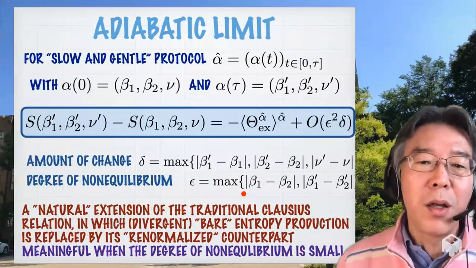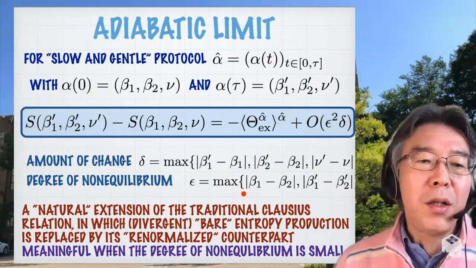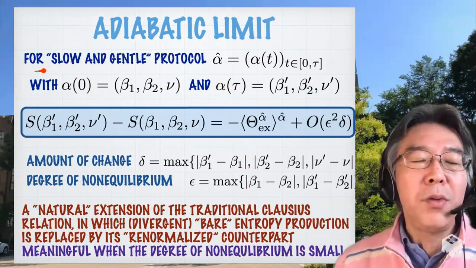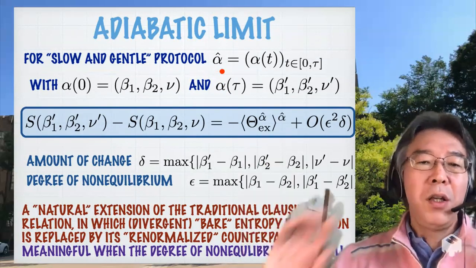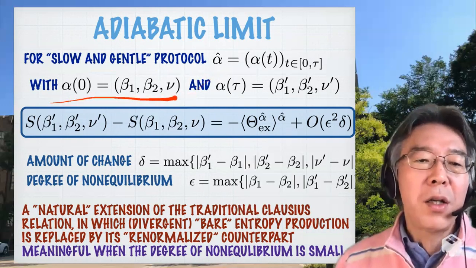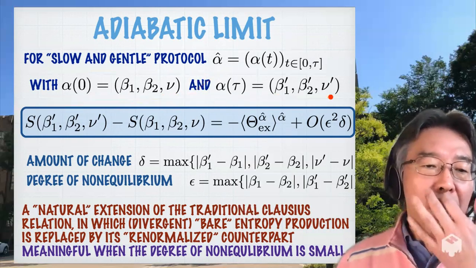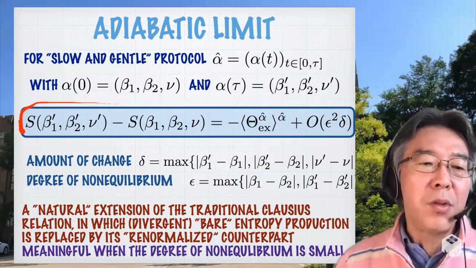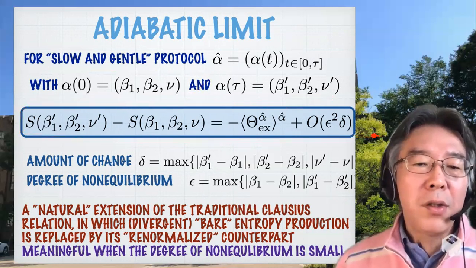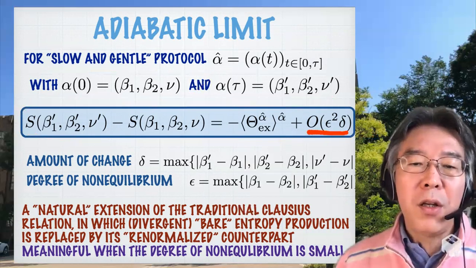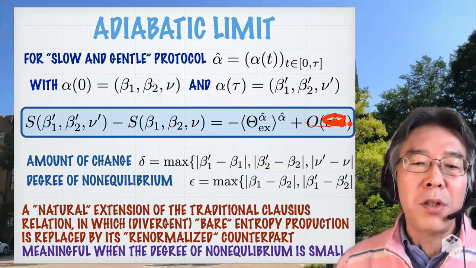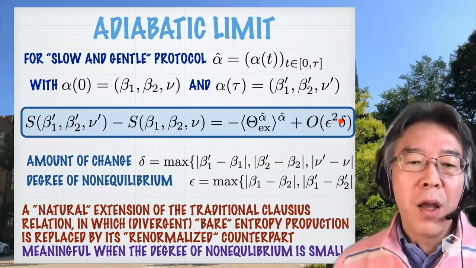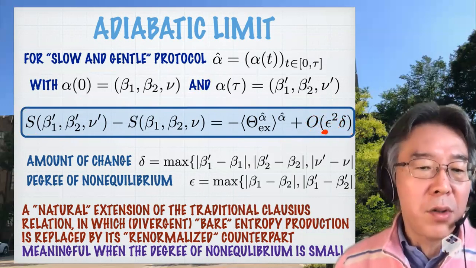possible. Now it's just automatic, but as usual, we can think about slow and gentle protocol alpha, which changes slowly and smoothly. And it connects this value and this value. And in this case, our extended Clausius relation becomes like this. And unfortunately, here we have this term. So if epsilon is 0, this is not here. So it's just usual Clausius relation. But now we are in non-equilibrium situation, so we have this error term.